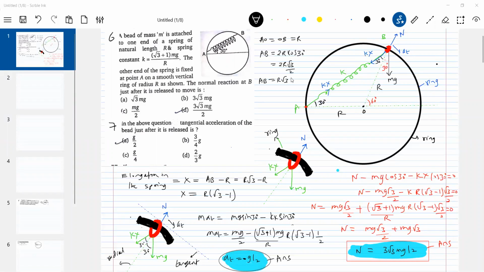I'm releasing it from rest, no? Then it moves in the opposite direction, right? See, the simplest idea: I'm releasing it from rest. If the net force is in this direction, it will move like this. What's wrong with that? What is the rule that the bead should move like this only? It can go like this also, no?